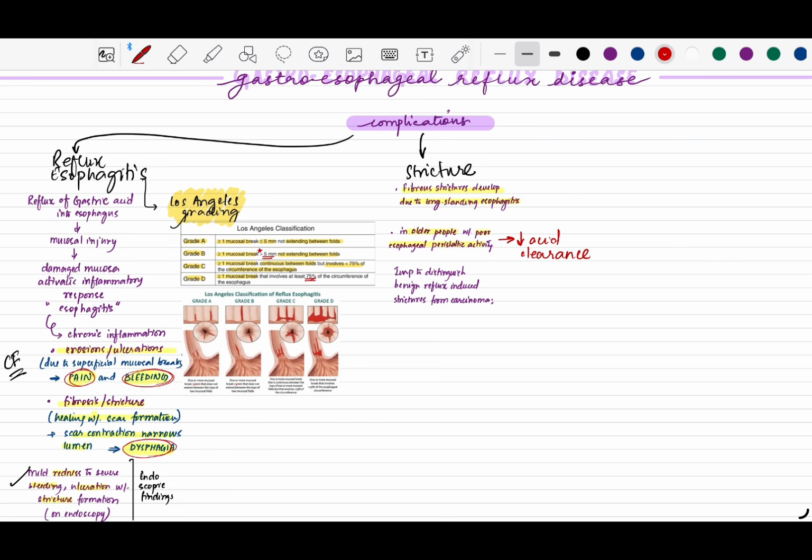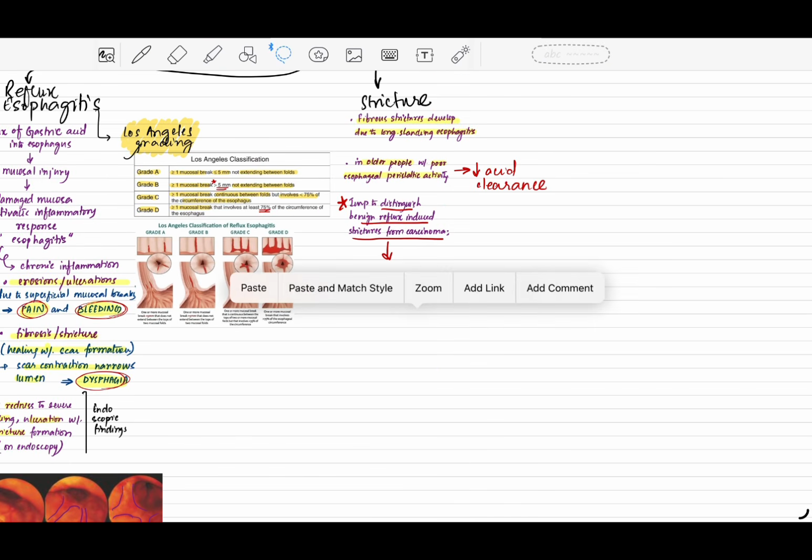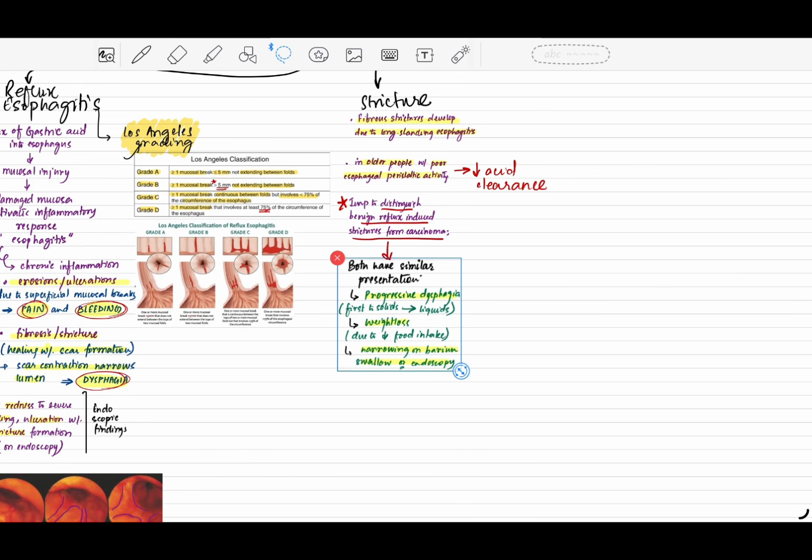The most important feature about stricture is that it is important to distinguish benign reflux-induced stricture from a carcinoma. Now, why is this important? Because both stricture and carcinoma have a similar clinical presentation, which is progressive dysphagia, first to solids, then to liquids, weight loss due to decreased food intake, and narrowing, which is seen on barium swallow or endoscopy.